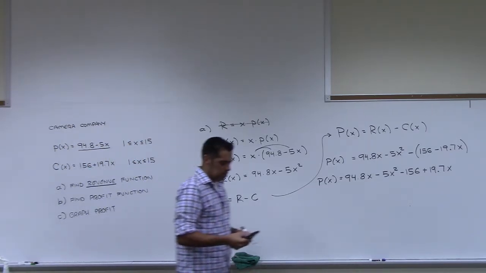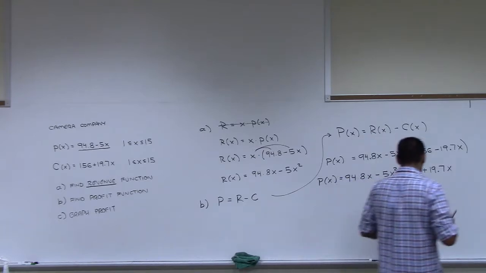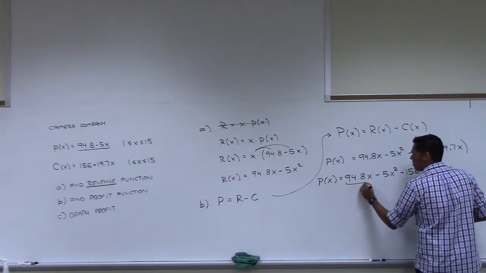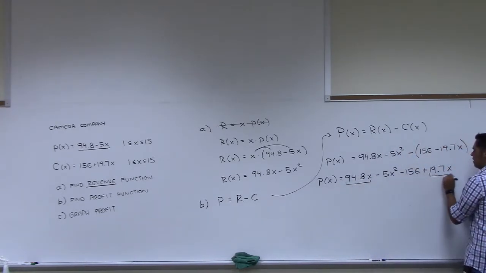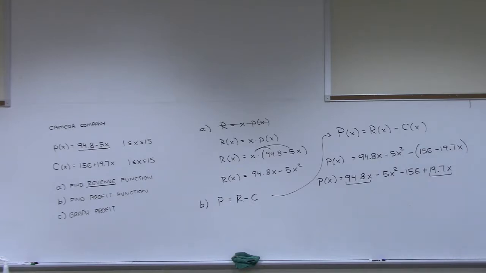So I'm going to get my calculator out. I noticed that I can combine some like terms together. I have these two are like terms, 94.8x and 19.7x. So let's add those up, 94.8 plus 19.7, 114.5, yes? Is it supposed to be plus already and then switch? Was it plus in the formula?